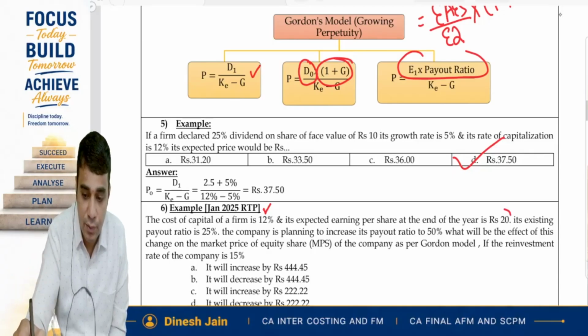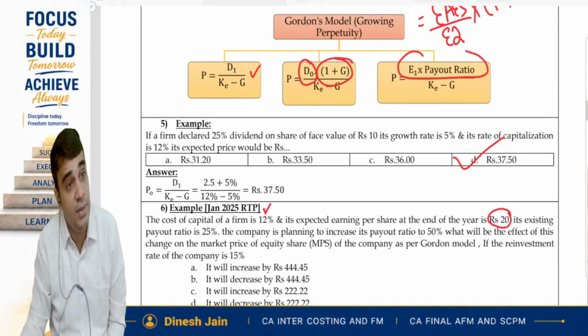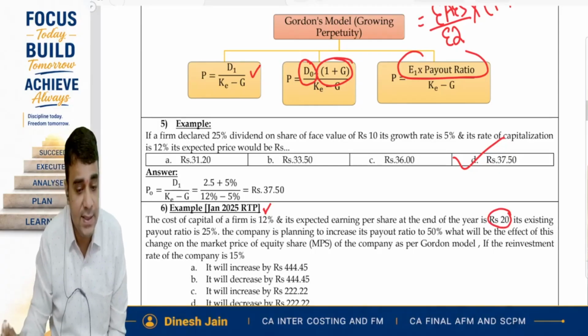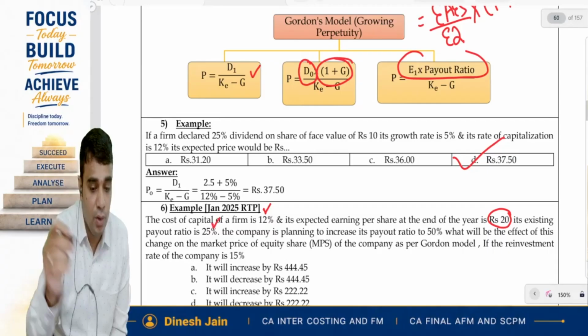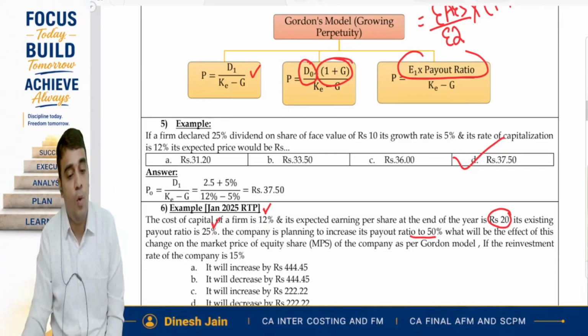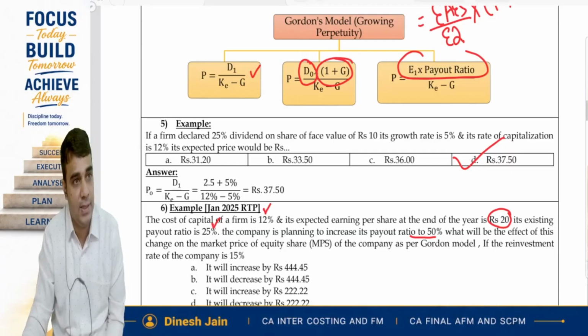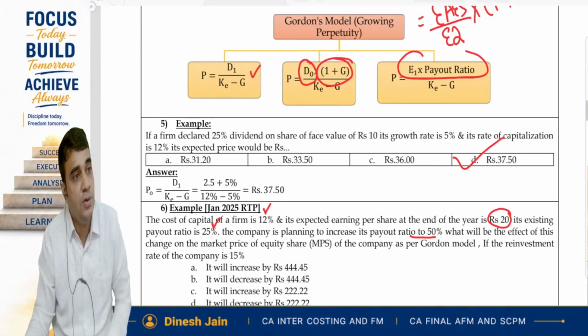EPS is 20 at the end of the year. End of the year means E1. Its existing payout is 25. The company wants to increase it to 50. What will be the effect on this as per the Gordon model? As per the Gordon effect means what is the change in the price? What is the payout ratio today? And you want to increase it to 50%.